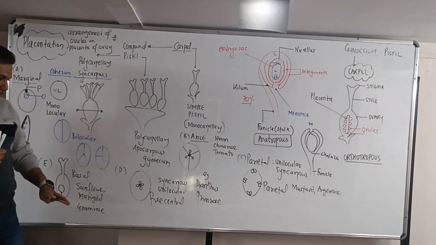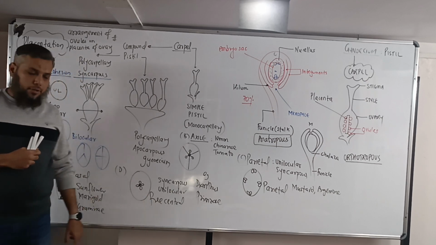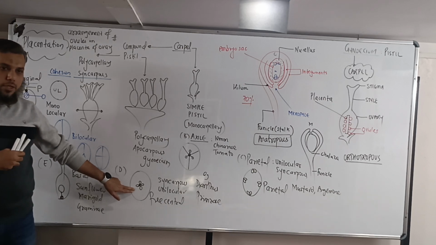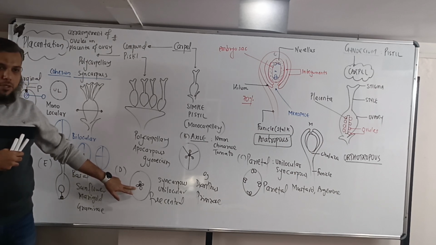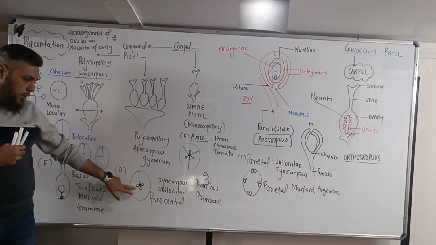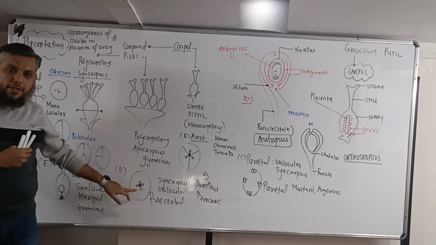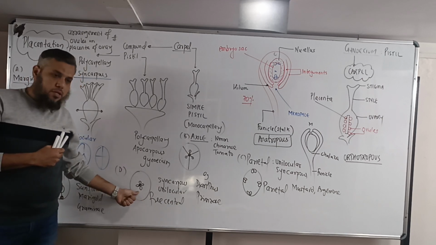The fourth type. What is the fourth type? Free central. What is there in free central? How many locules are there? One locule. Is it apocarpous or syncarpous? Syncarpous. What do you mean by syncarpous? Many carpels are fused together. Okay? And how is the fusion, complete or incomplete? Complete. So do you have any septa there? No. That is why it is called unilocular and syncarpous, and it is free central.